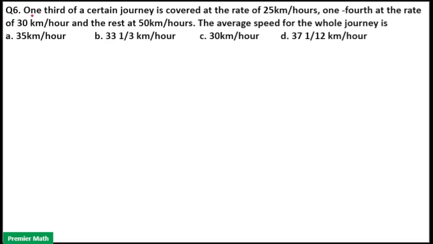Next is question number 6. One-third of a certain journey is covered at the rate of 25 km per hour, one-fourth at the rate of 30 km per hour, and the rest at 50 km per hour.